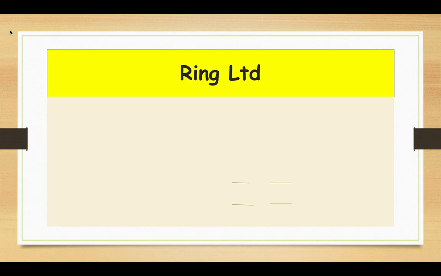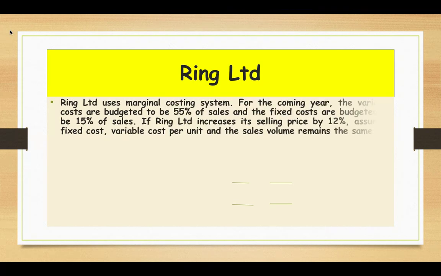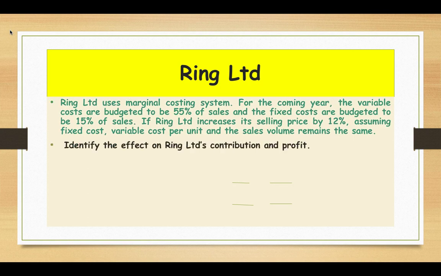We'll see another example here called Ring Limited. Ring Limited uses marginal costing system. For the coming year, the variable costs are budgeted to be 55% of sales, and the fixed costs are budgeted to be 15% of sales. If Ring Limited increases its selling price by 12%, assuming fixed cost, variable cost per unit, and the sales volume remain constant, identify the effect on Ring Limited's contribution and profit.